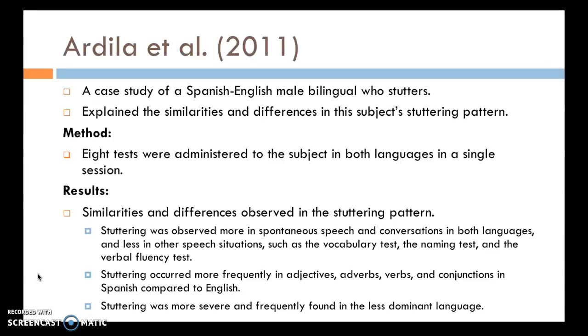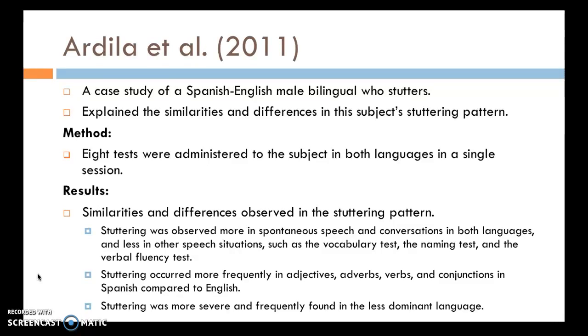What they did was they administered 8 assessments to the subject in both languages, English and Spanish, in a single session. These assessments include spontaneous speech tests 1 and 2, reading, Boston naming test, verbal fluency tests, language repetition test, Peabody Picture Vocabulary Test, and also the vocabulary subtest from the Wechsler Adult Intelligence Scale.